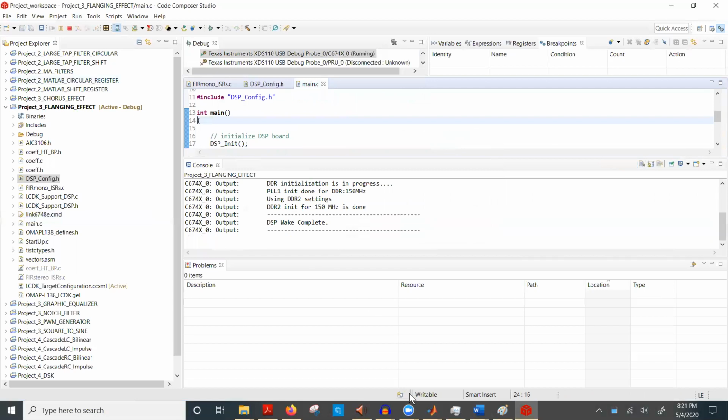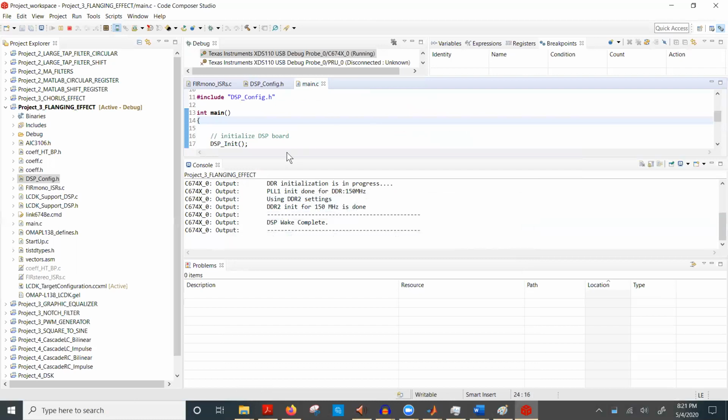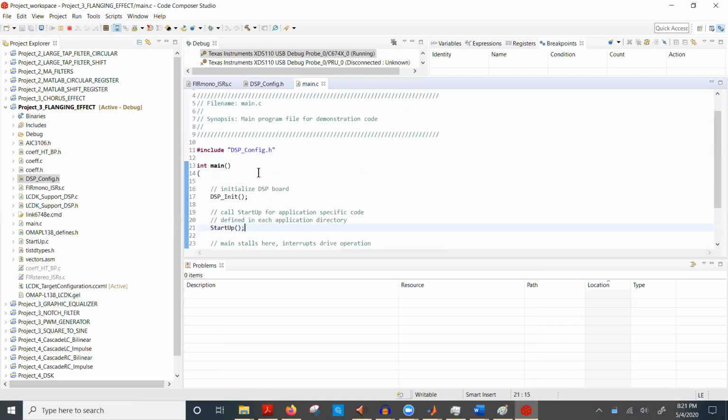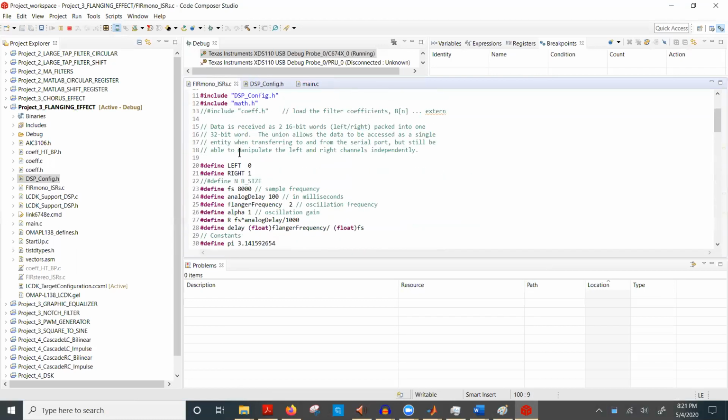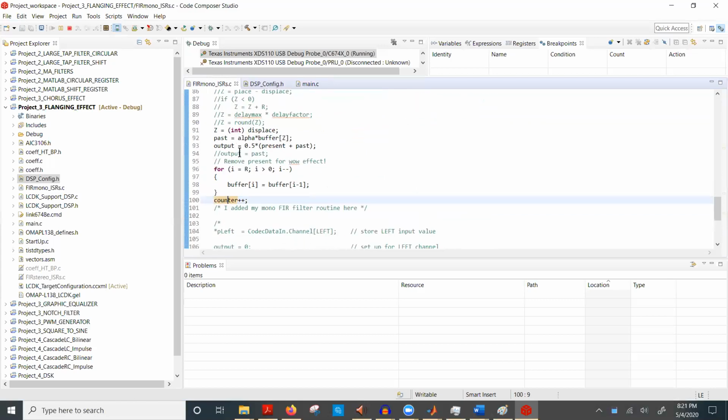So if I run this, and if I take a sine wave and I play it, you hear the tone, which is the present value, but you also hear the oscillation on top of it. So you hear the oscillation right on top of it.